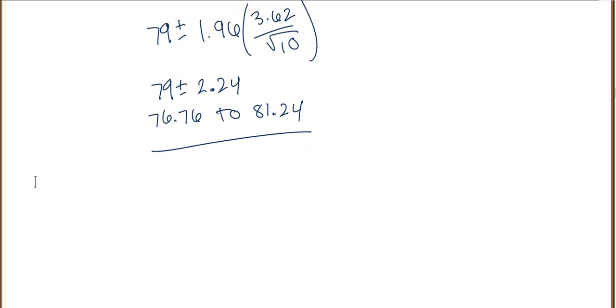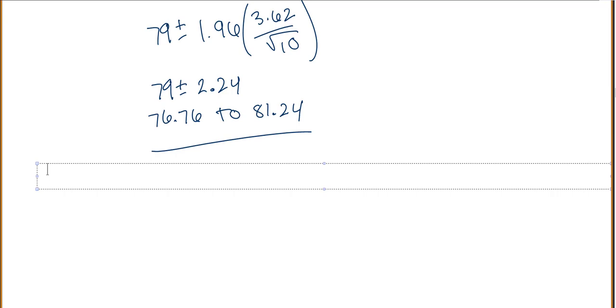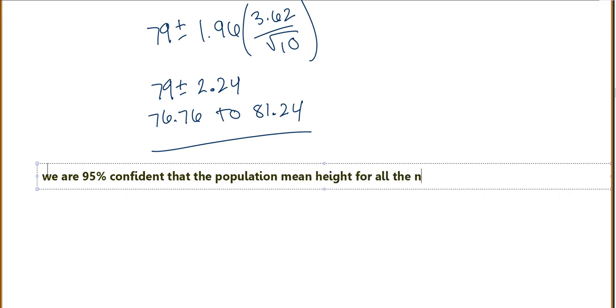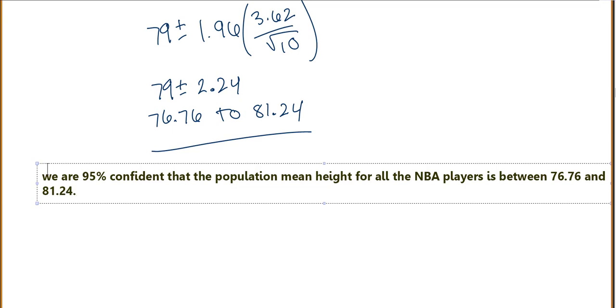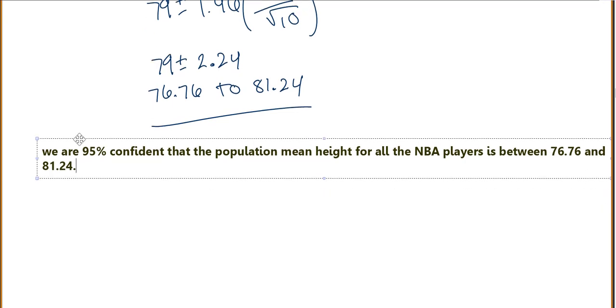And you'll get tired of writing this, but we're going to write it out every single time, because the most important thing about statistics is knowing how to interpret the results. Calculators can give you results, but they can't interpret them for you. So we'd say something like, we are 95% confident that the population mean height for all the NBA players is between 76.76 and 81.24. So we're 95% confident that our population mean mu is between those two numbers. That sounds a little better than saying our best estimate is just 79 inches, when it's probably not going to be exactly 79 inches.